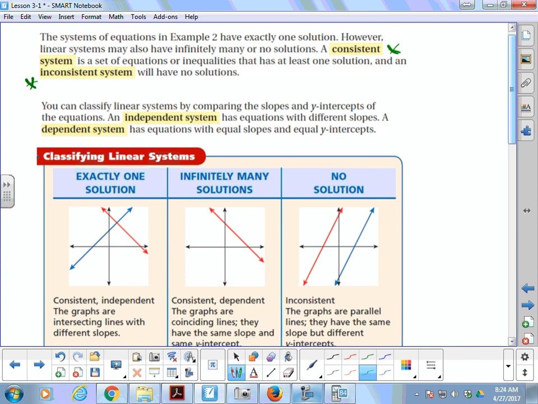So if there's one solution, the two lines are going to cross, which means that their slopes are going to be different. If they have infinitely many solutions, which means they're consistent and dependent, they have the same slope, same y-intercept. And if they're inconsistent, then they have no solution because those lines are parallel.